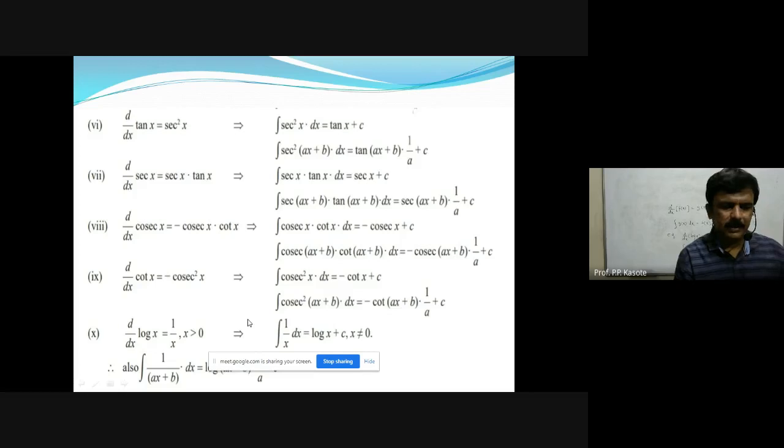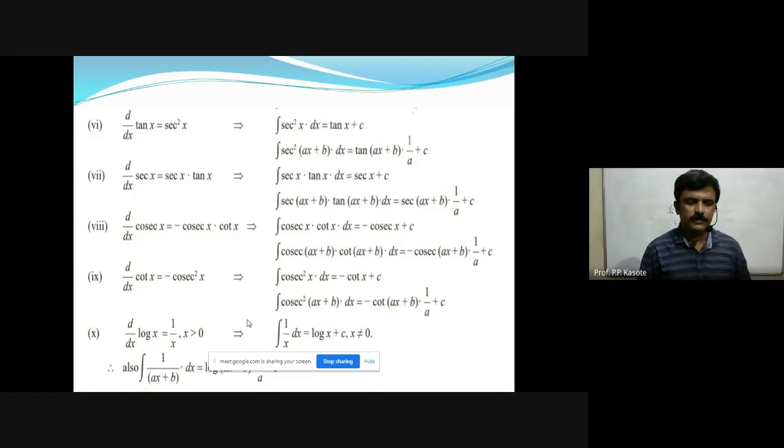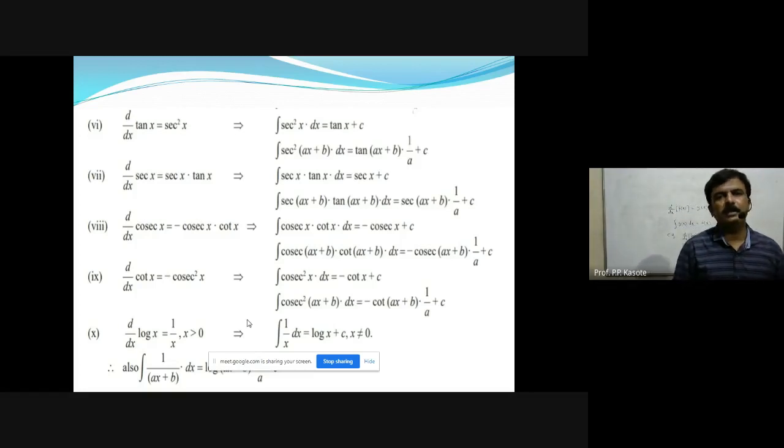And the 10th and the last formula, which we have already written on the board, is that the derivative of log x is 1 upon x, where x is greater than 0. It means that the integral of 1 upon x dx is log x plus c, provided that x is non-zero. In general also, the integral of 1 upon (ax + b) dx is log of (ax + b) into 1 upon a plus c. Here also we'll not forget to multiply it by 1 upon a.